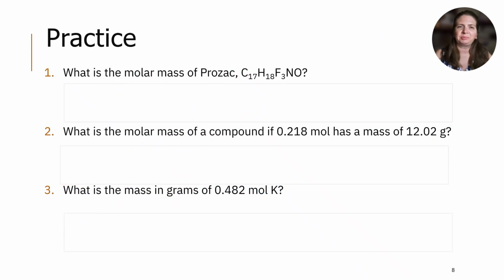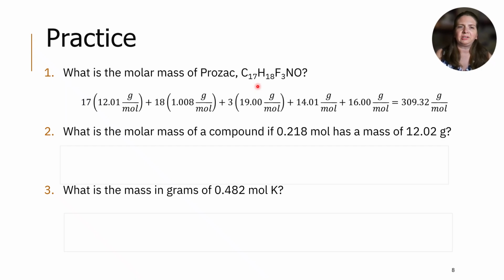Here are some practice problems. First, calculate the molar mass of Prozac, C17H18F3NO. Remember that molar mass is calculated the same way as formula mass, using the periodic table. This compound contains 17 carbon atoms, 18 hydrogen atoms, 3 fluorine atoms, 1 nitrogen atom, and 1 oxygen atom.